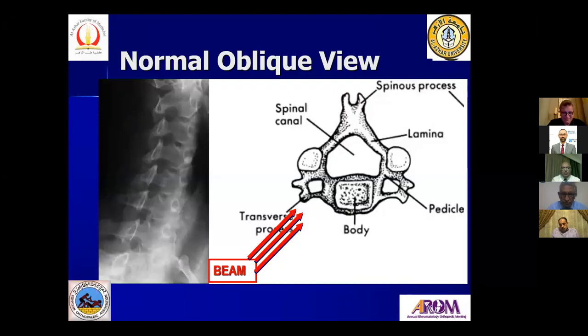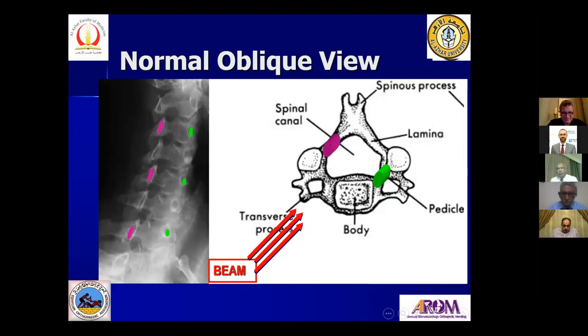What does this round one represent? This round one represents the pedicle of the other body, the pedicle of the other part. What about this line? It represents the lamina of the ipsilateral side, and this is the vertebral body, and this is the intervertebral foramen.